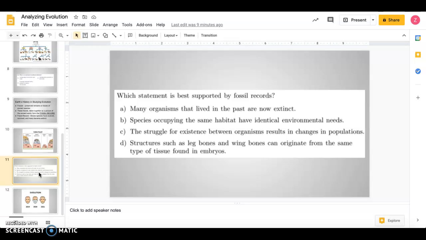And we'll end with our last question. Which statement is best supported by fossil records? A. Many organisms that lived in the past are now extinct. B. Species occupying the same habitat have identical environmental needs. C. The struggle for existence between organisms results in changes in populations. Or D. Structures such as leg bones and wing bones can originate from the same type of tissue found in embryos. The correct answer is A. Many organisms that lived in the past are now extinct.